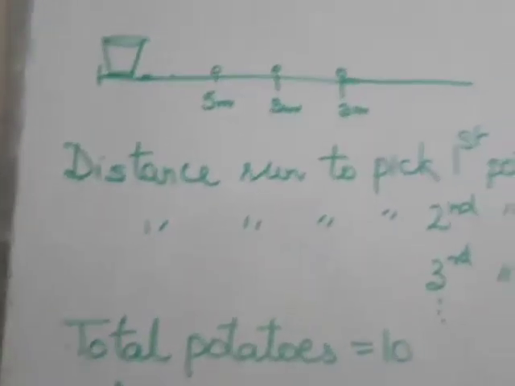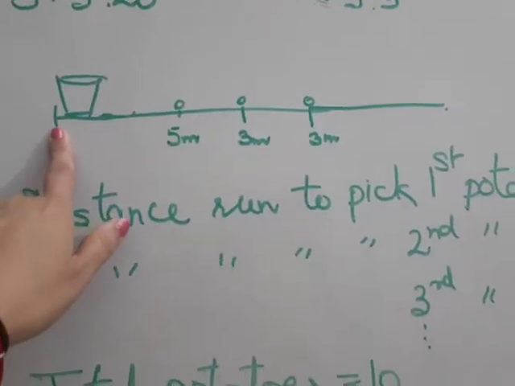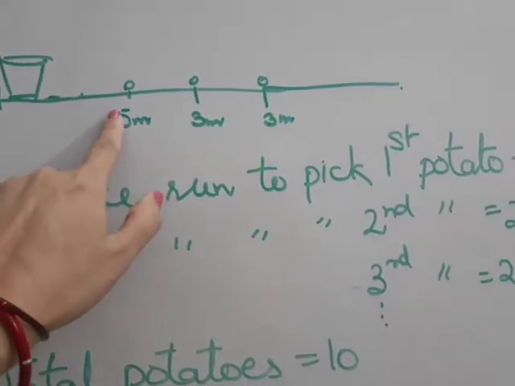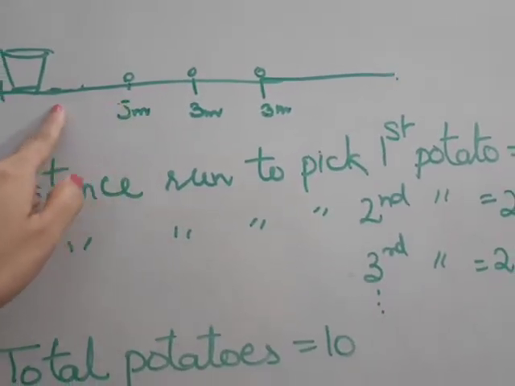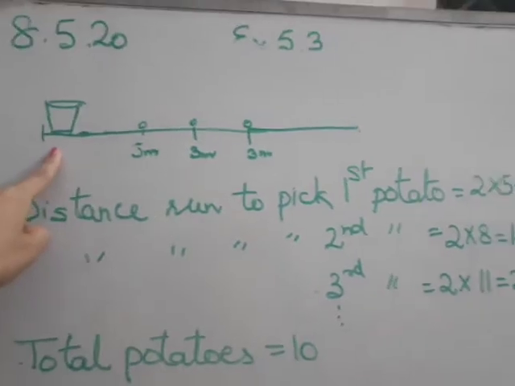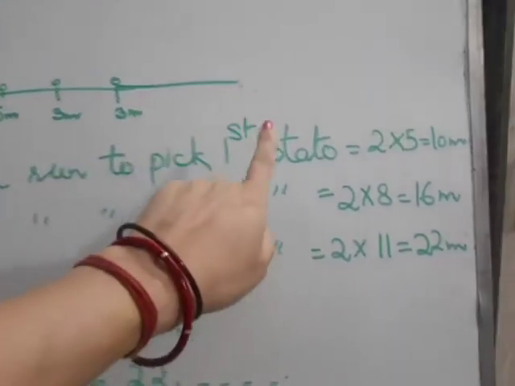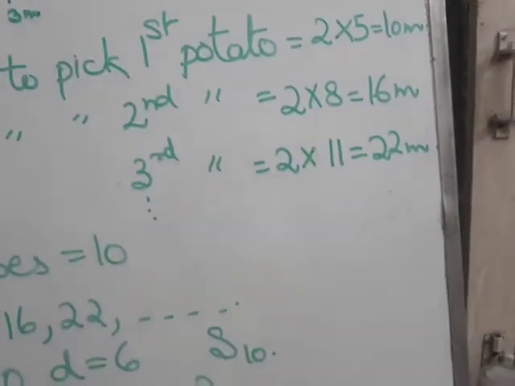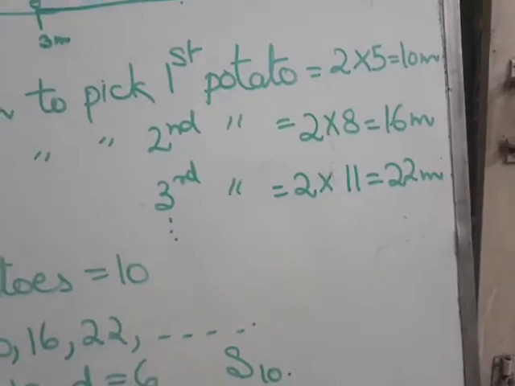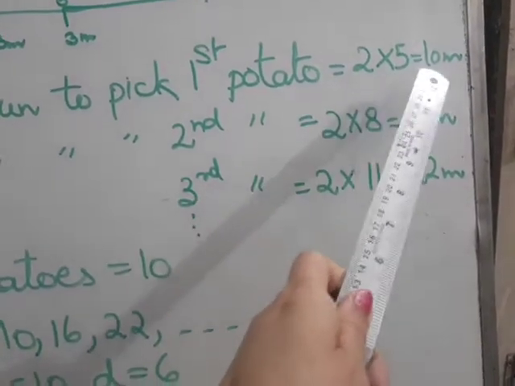Here is the solution. Now for the first potato, she has to run. First she has to go and then she has to come back. So the distance run to pick the first potato is 2 into 5, that is 10 meters.